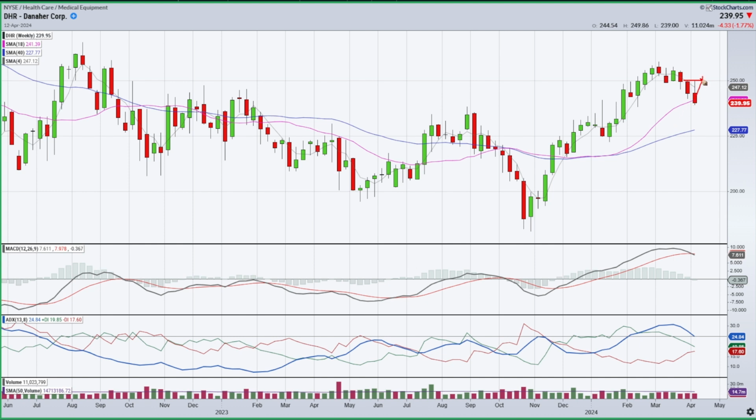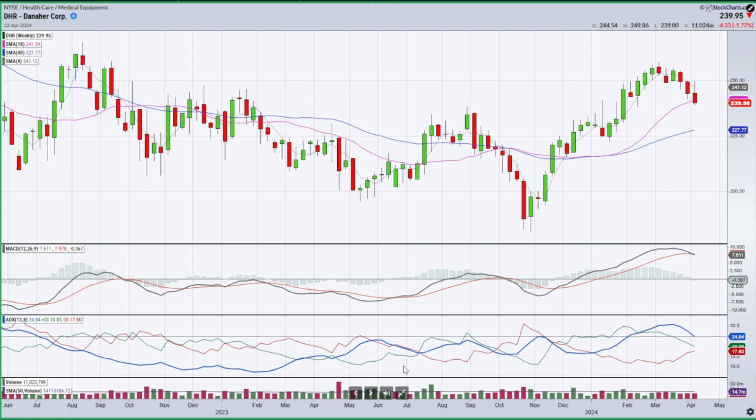But here's the problem with that. I'm buying here above 250 and my stop has to go way down here, 238, probably want to give it a little room. Say call it 238. So I'm giving it a lot of room in this situation if I'm going to trade that way.